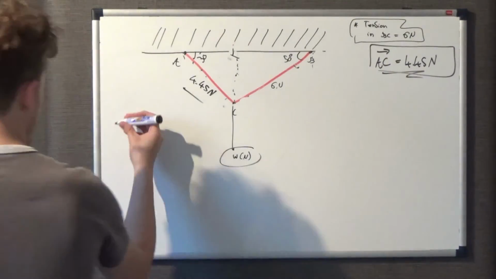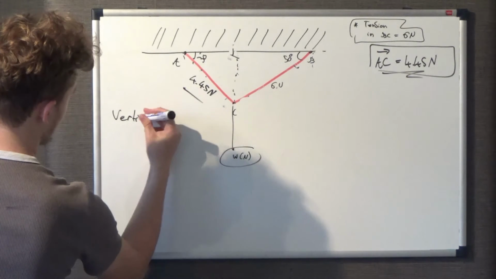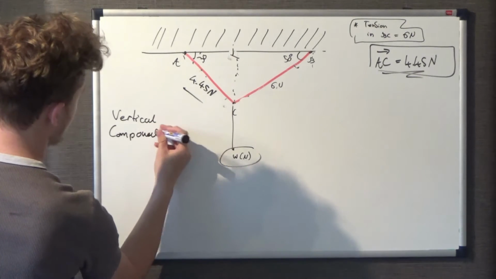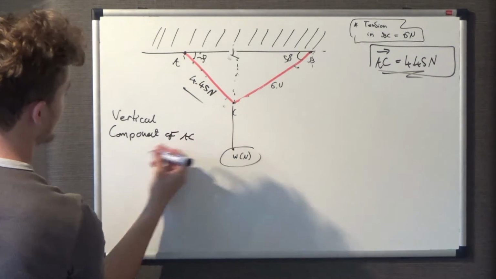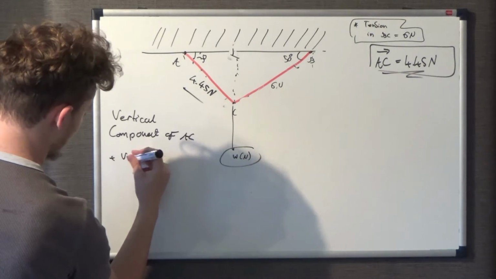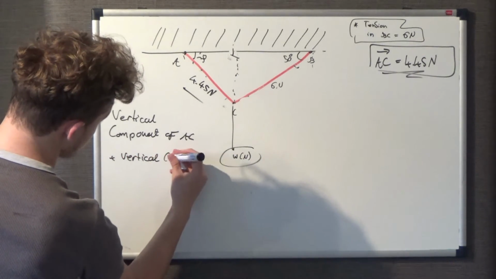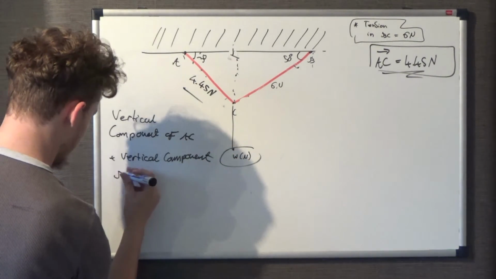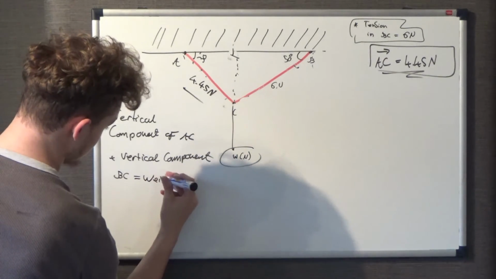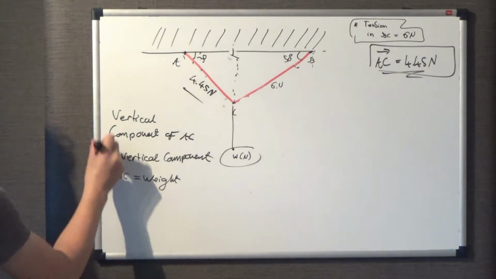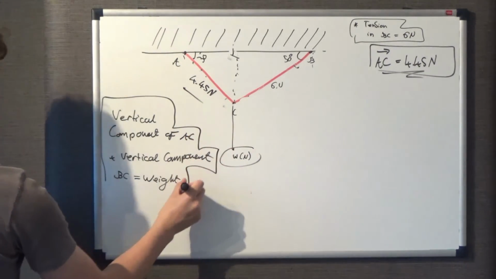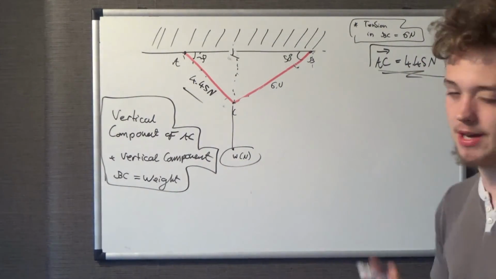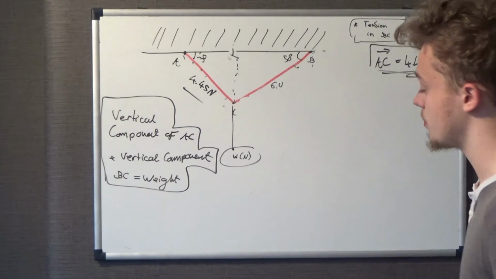You might want to underline it somewhere. So the vertical component of the tension AC, plus the vertical component of the tension BC, is equal to the weight. You don't necessarily have to write that, but it lets you know that you've got to add them together, and it lets the examiner know you know what you're doing. So anyway, the vertical component of AC.